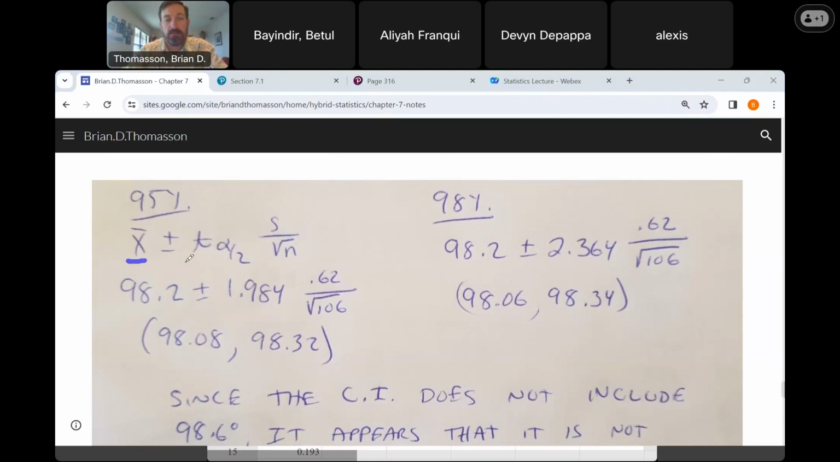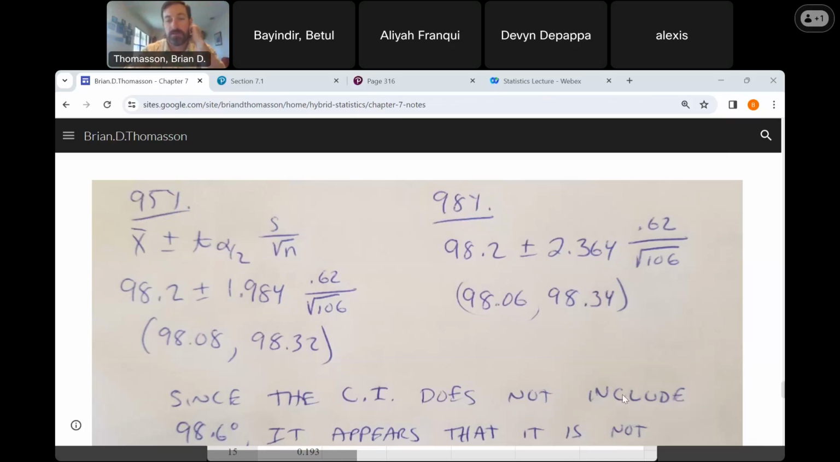Again, we have the mean, we add and subtract our 2 standard errors. And the only difference between doing a 95% and a 98% confidence interval is just how far you go out. When it's 95, we have to go out 1.984. When it's 98, we've got to go 2.364. It's just how wide is our interval. The wider the interval, the more confident we are. The smaller the interval, the less confident we are. Okay, so that's all we're changing.